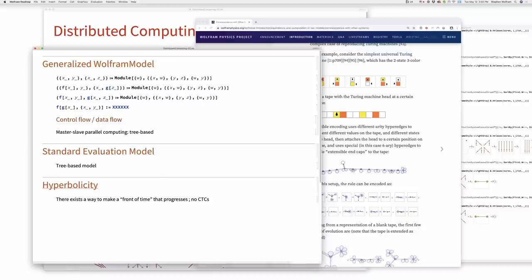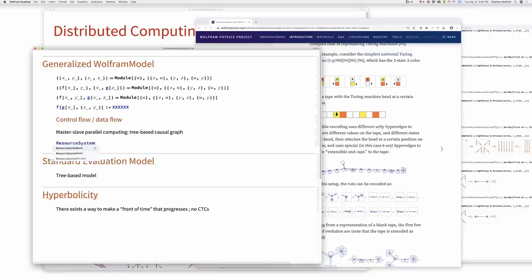Okay, well, let's look at that more precisely. It's a neighbor independent substitution system. Yeah, that's what I think, which means that this is essentially a tree-based causal graph. Okay, so let's look at that. What do we want to do? We want to look at the resource function of substitution system causal graph.